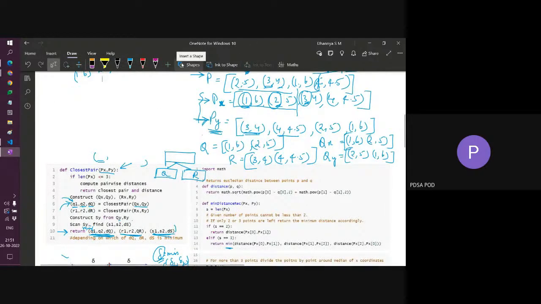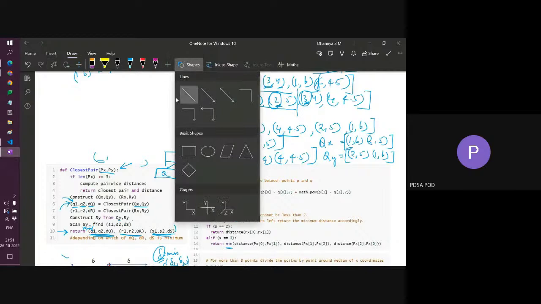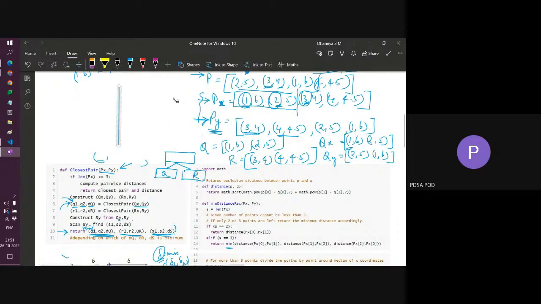Excuse me, ma'am. There's one more thing that I'm able to see here: the second tuple that we're returning, line number 10, should, I believe, be DR and not QR, because that is the distance between R1 and R2. Yeah, this is a typo. S1 and S2, so that is DS, and the first one is DQ.